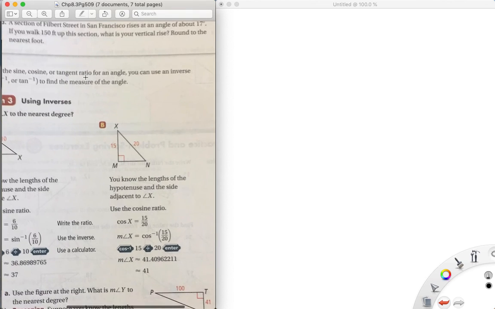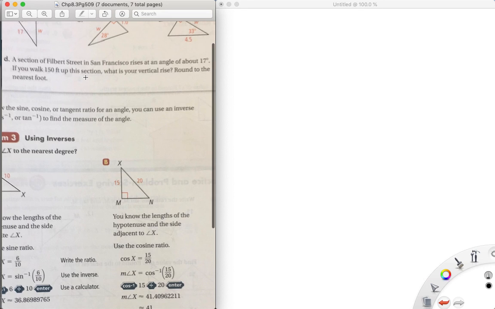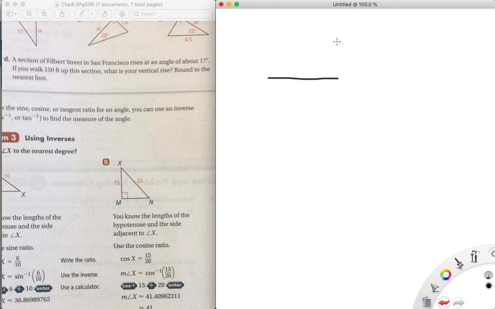Filbert Street in San Francisco rises at an angle. If you walk up 150 feet, what is your vertical rise? Alright, so we have this here, this is 17 degrees. This guy is 150. They want to know what my vertical rise is, so R for rise.